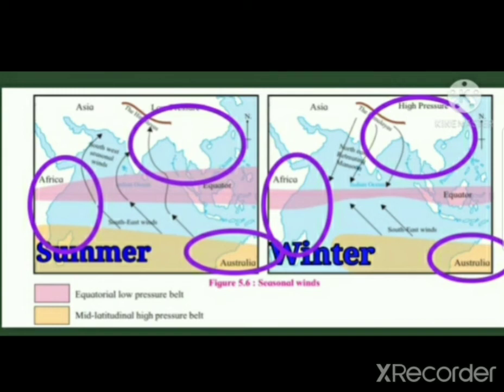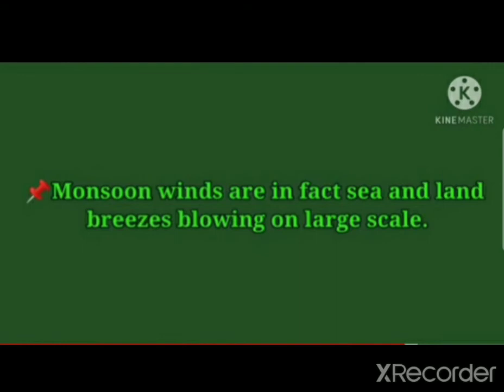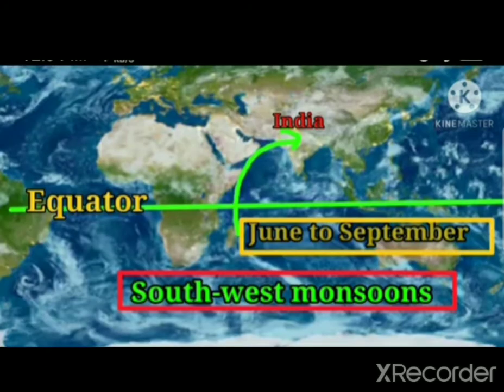You can see the different parts, that is Africa, Southeast Asia, and North Australia, the regions where the pronounced effects of the east are being felt. Monsoon winds are in fact sea and land breezes blowing on a large scale. So most of the precipitation in the Indian subcontinent is an effect of monsoon winds. After crossing the equator, they blow from southeast towards the Indian subcontinent during the period from June to September. They are called southwest monsoon winds.